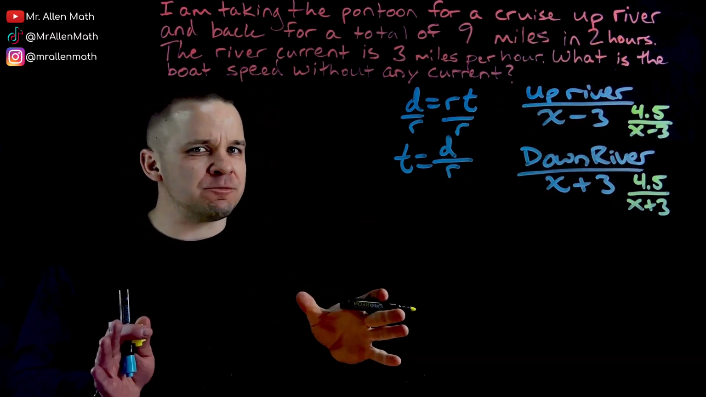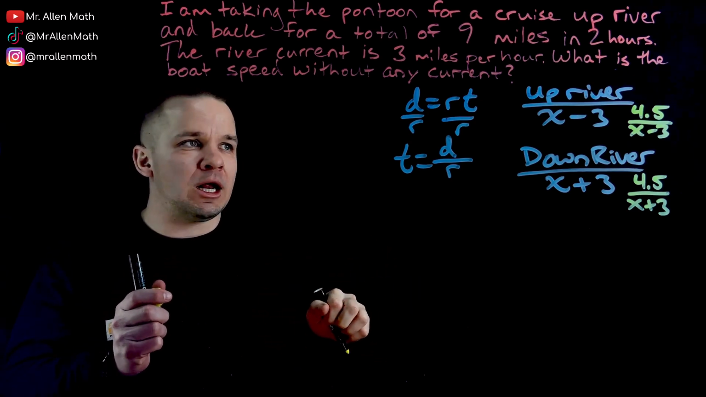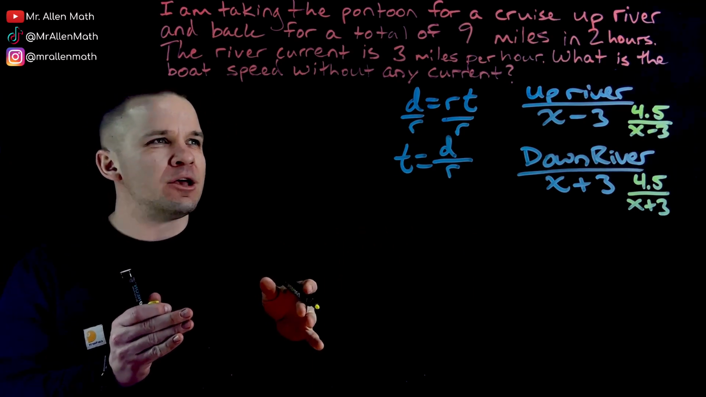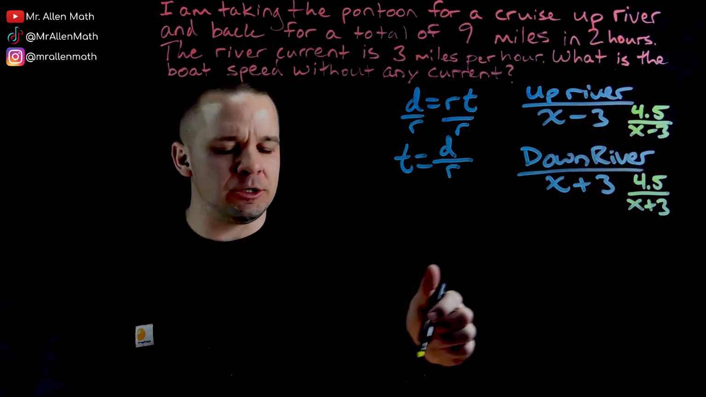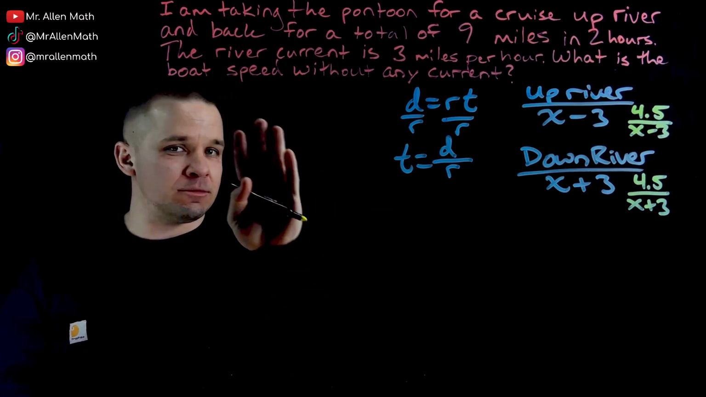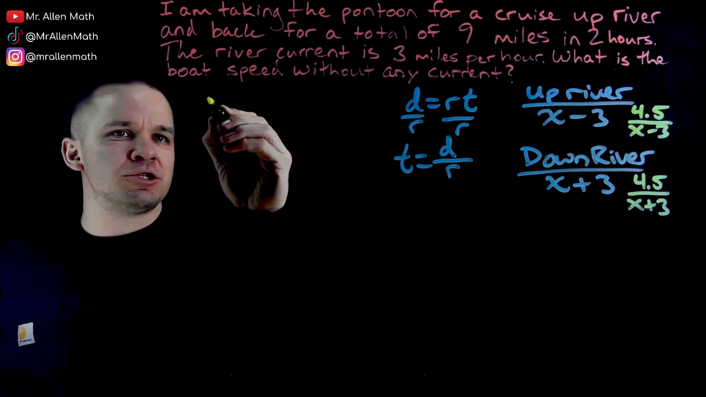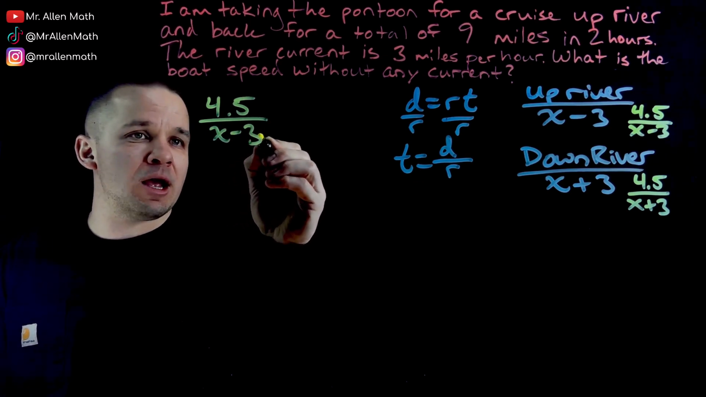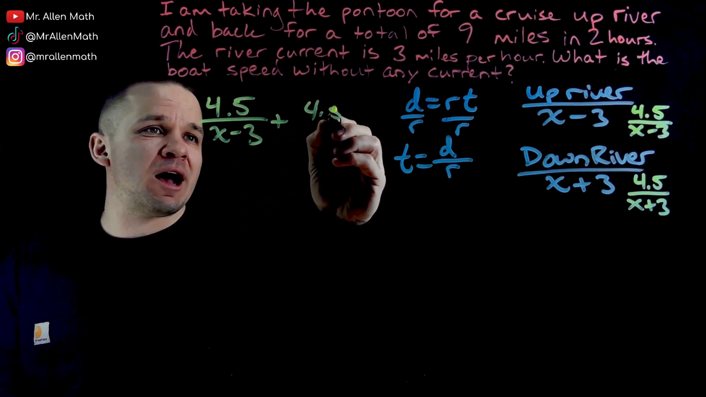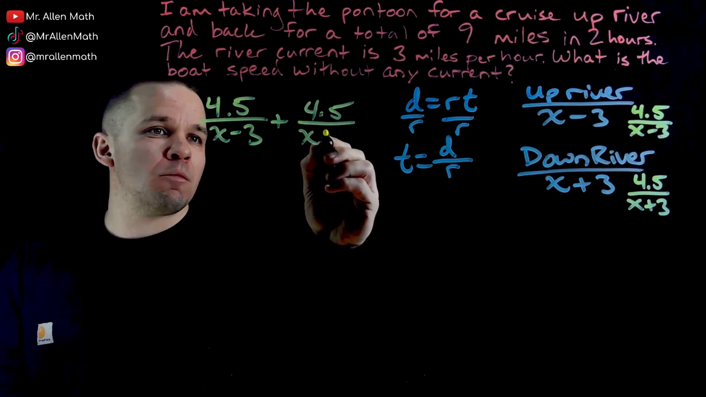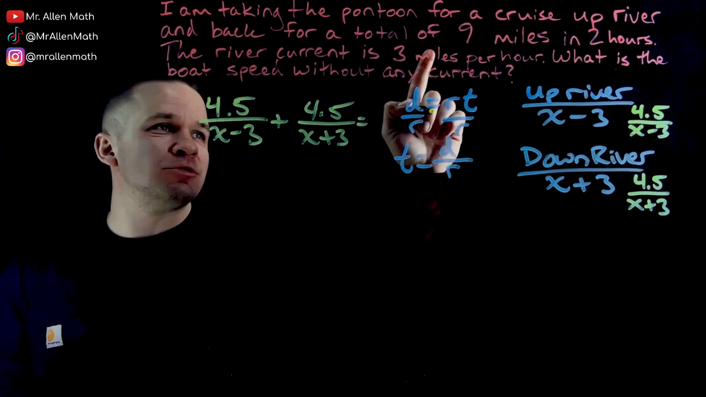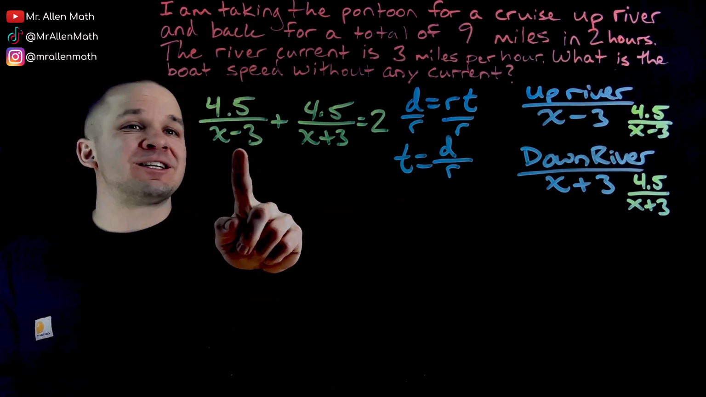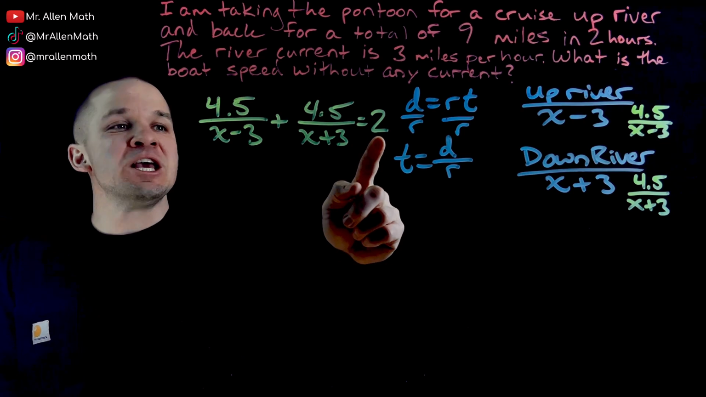Or if I'm not changing my boat speed, like on my throttle, it's going to take longer to get upriver and less time to get back. So I don't really know how to divvy up that 2 hours between these two. Perhaps I can just, hold up, check this out. Perhaps I could just do 4.5 over x minus 3 plus my 4.5 over x plus 3 and set that equal to my 2 hours.